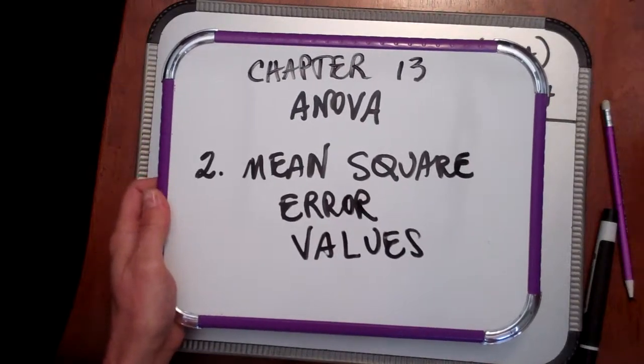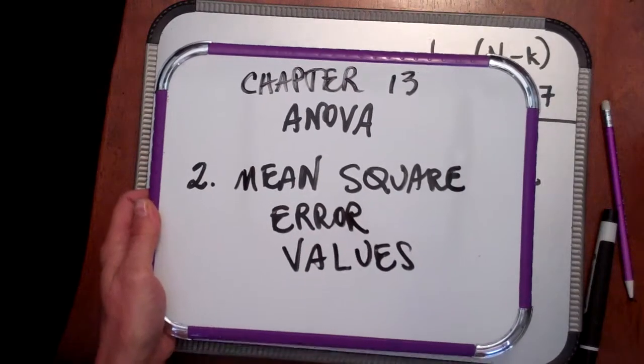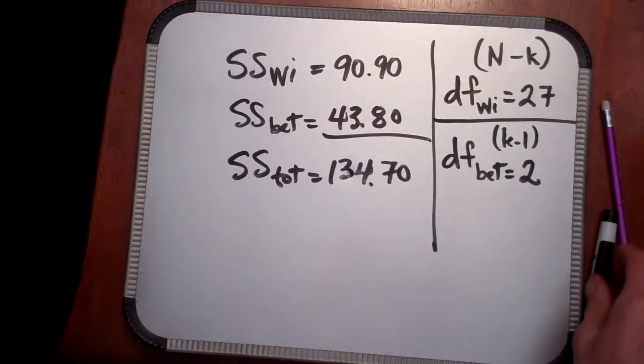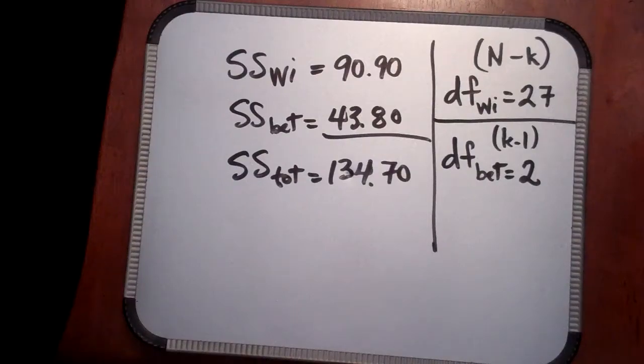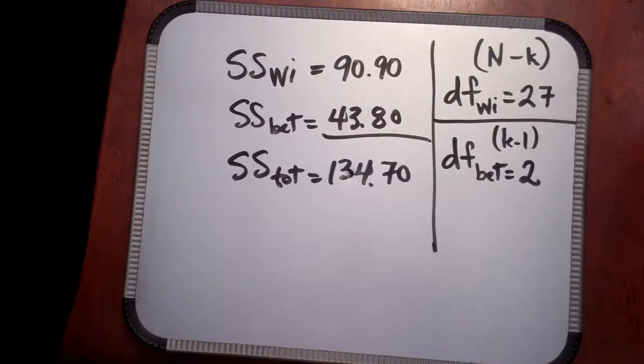We're up to step 2 in the calculation of your F statistic for an ANOVA. We have to calculate now the mean square error values, and now that we've calculated the sum of square values, calculating mean square error is very straightforward.